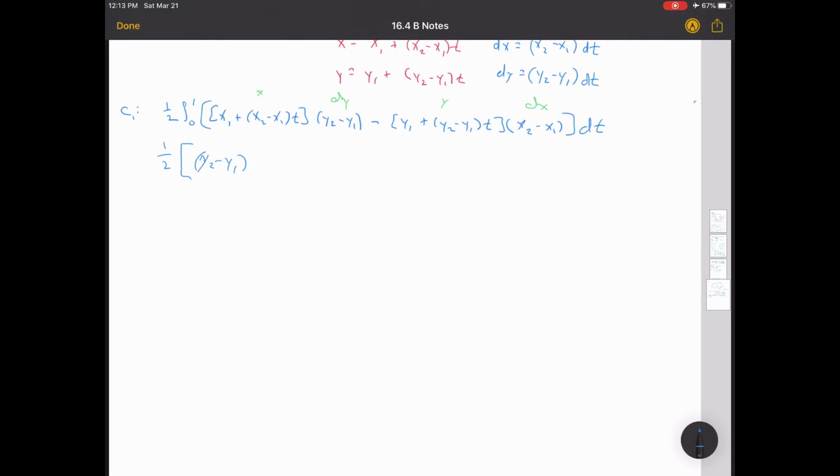And then the antiderivative of the inside of this, well, the antiderivative of x1 with respect to t is just going to be x1t. Now the antiderivative of the x2 minus x1 times t part, well, t is already there, so we're going to raise that by 1. That'll be t squared, and then we're going to divide it by 2. So what you're going to get here is x2 minus x1 over 2 t squared.